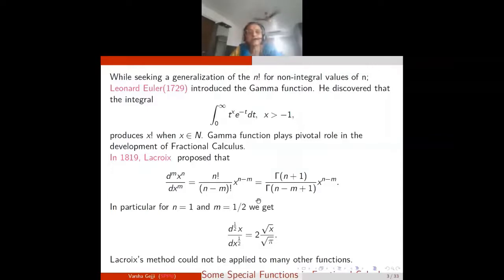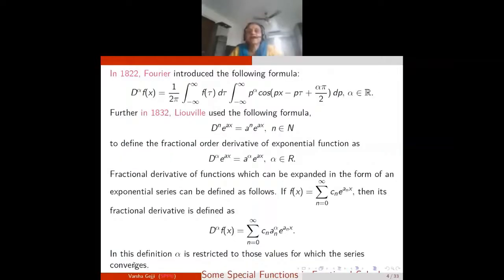Now with this, you can just see n factorial is gamma of n plus 1, and n minus m factorial is gamma of n minus m plus 1. And the interesting thing is this factor, gamma of n minus m plus 1, is defined even if the argument is non-integer. And when you put n is 1 and m is half, this is a kind of brief answer for one simple function, what you expect as a half-ordered derivative.